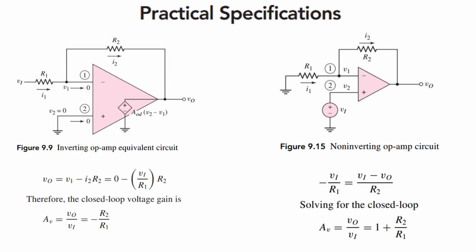So here if we are giving the signals through the non-inverting terminal, then the output will be in the same phase, and the amplification factor will be 1 plus R2 by R1.